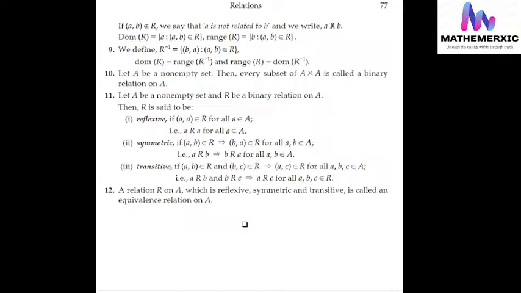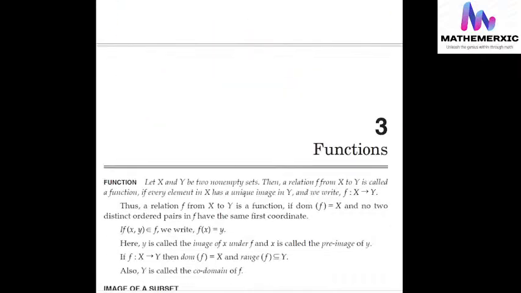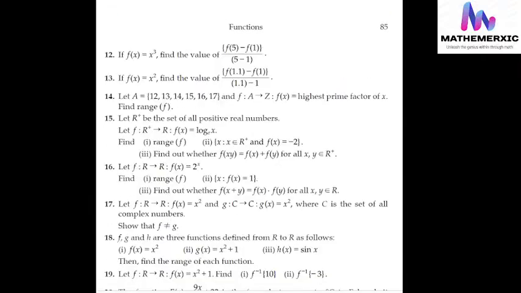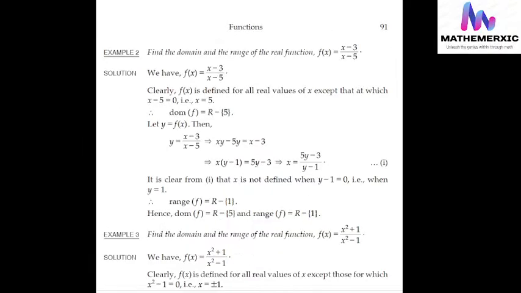Whenever we have to prove an equivalence relation, firstly we have to define the relation on A, which should be reflexive, symmetric, and transitive altogether. Then only we can prove that it is an equivalence relation on A. So that was the basics of relations we have covered. Let us cover the function part.